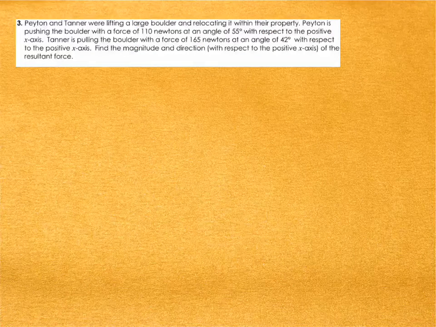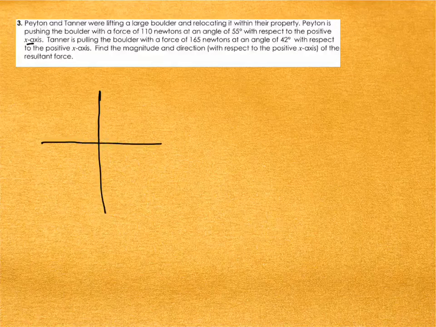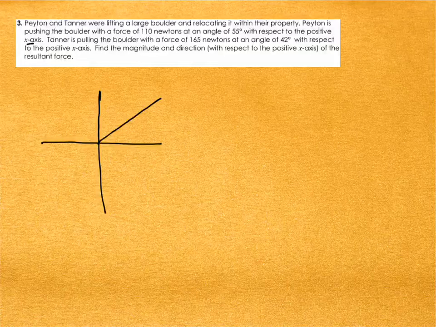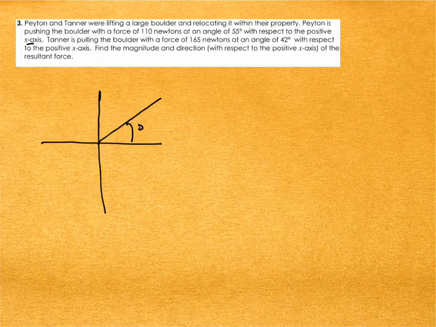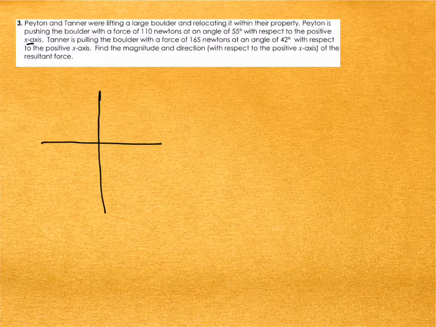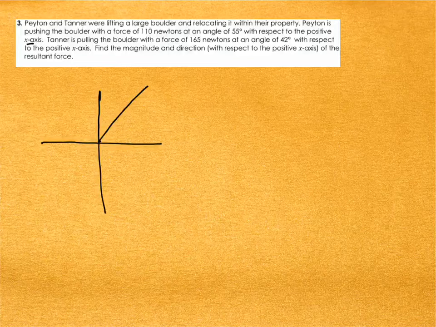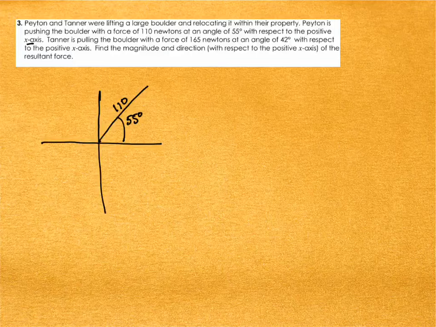Peyton and Tanner were lifting a large boulder and relocating it with a property. Peyton is pushing the boulder with a force of 110 newtons at an angle of 55 degrees with respect to the x-axis. Okay, so let's just get this. First one would be 55 degrees. That doesn't look like 55. Looks like 45, so let's just make it a little bigger. Okay. With how much force? 110. And so this is 55 degrees.